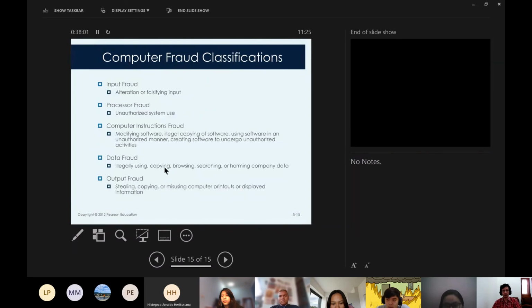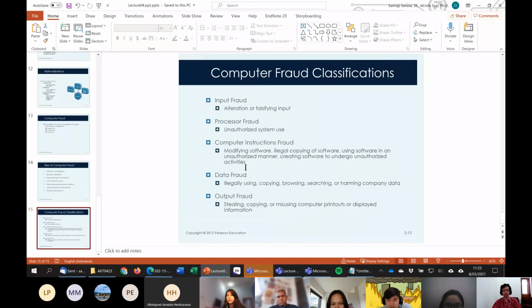Okay, so what are the classifications of computer fraud? First, input fraud: altering or falsifying input. You use a fake ATM card, for example. Data fraud: you copy, you steal data from Tokopedia, for example. Okay, things like that. So that's the fraud.